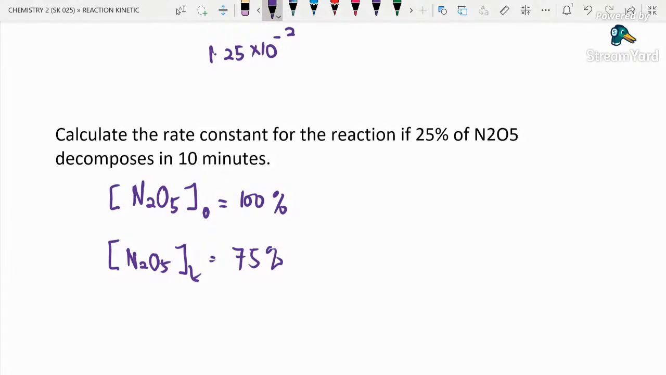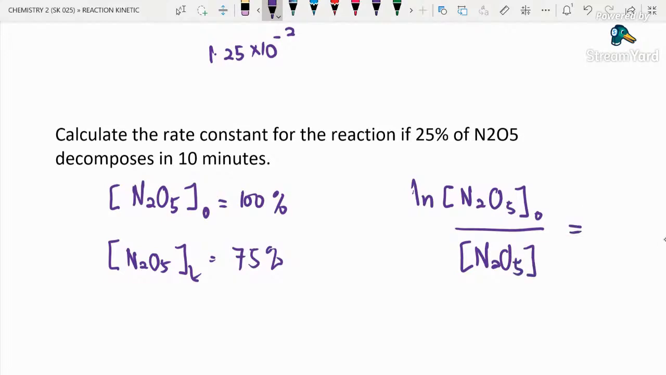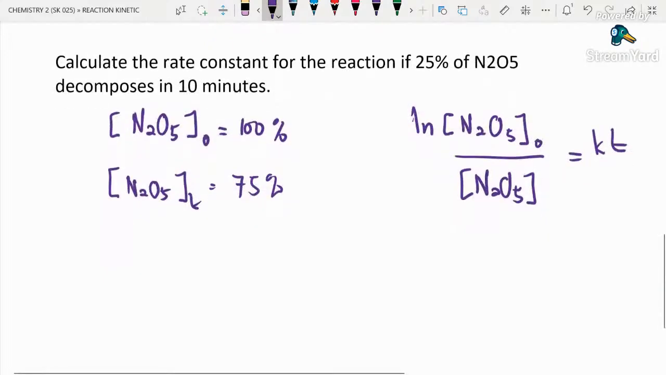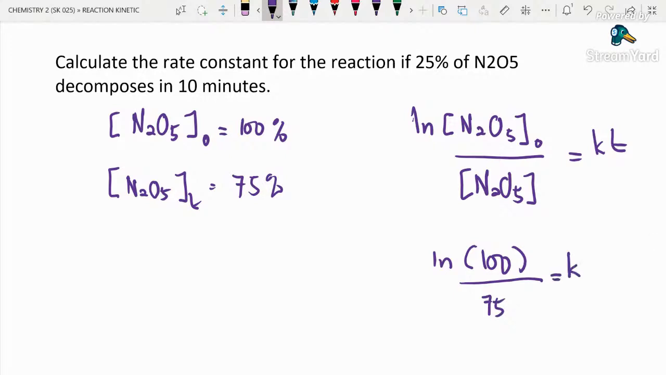Okay, and then we want to find the rate constant. Okay, this is first order. First order, ln A0, right. So ln [N2O5]0 over [N2O5] at time t equals Kt. Okay, I missed this question. So it becomes ln 100 over 75 equals K times 10 minutes. Okay, now we can identify the value of K.